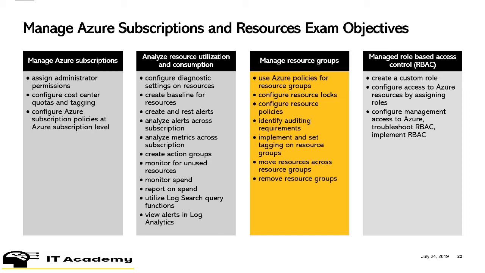For the exam, you need to be able to understand how to create an Azure policy and assign it to a resource group so that the policy only takes effect on the objects within that resource group. We need to be able to configure resource locks to prevent accidental deletion and accidental administrative changes. We need to be able to configure resource policies and identify auditing requirements. We also need to implement tagging on a resource group to identify the object and allow us to support automation. And finally, we need to understand how to move resources from one resource group to another, and how to delete a resource group and the impact that can have on the resources in it.